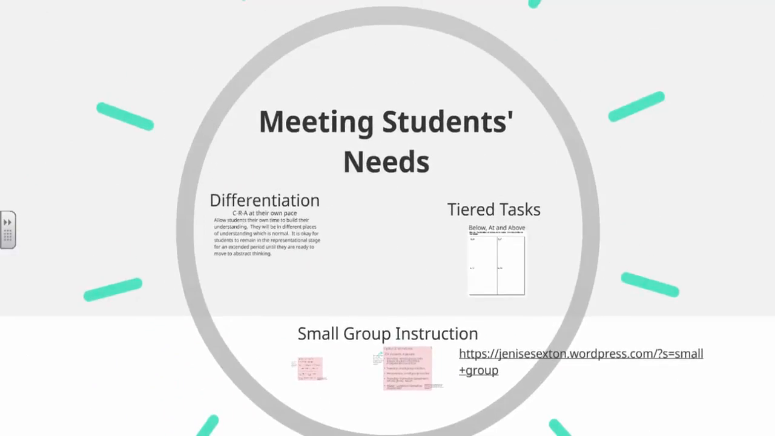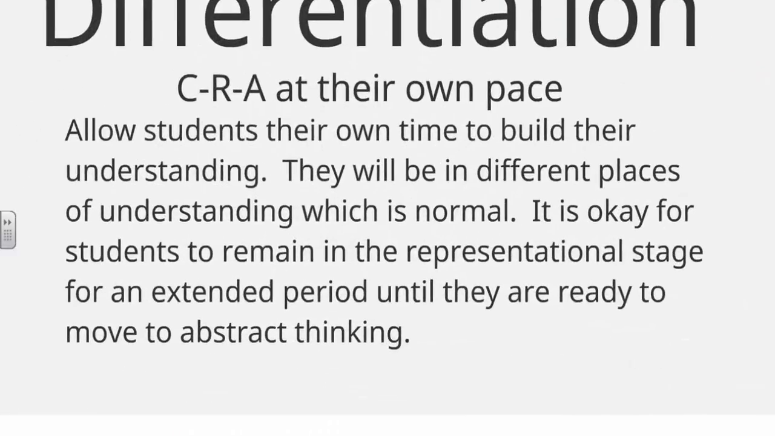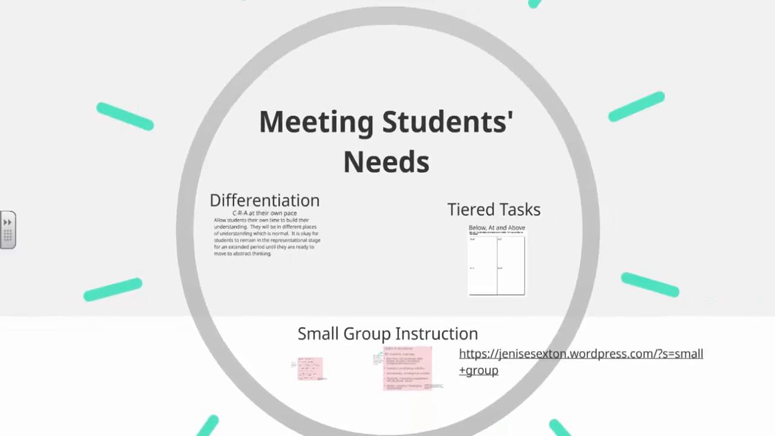What do you do when students struggle? Allow students to work at their own pace of understanding. It's perfectly fine for students to hover between the representational and abstract stages of thinking. Tiered tasks are a great way to allow students to work at their own pace of understanding while continuing to move through the curriculum. You may have a single task tiered at 3 different levels: below expectation, at expectation, and above expectation.